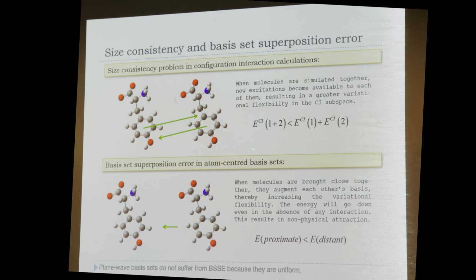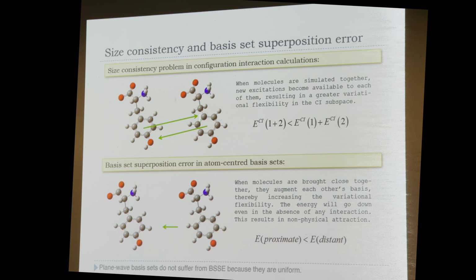Then the second problem is again coming from the variational theorem, but it manifests even at the Hartree-Fock level, called basis set superposition error. Again, we know the bigger the basis, the lower the energy, and if we bring these molecules close together, the basis set of this molecule will augment the basis set here, and so just due to sheer extra variational flexibility, the energy will slightly go down, and this will result in non-physical attraction.